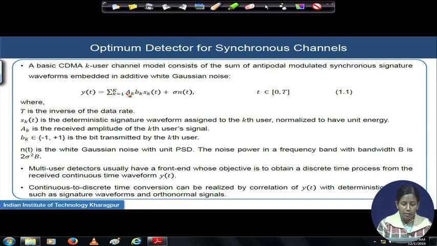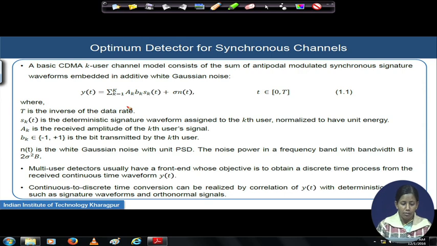And n(t) is Gaussian noise which has a power spectral density considered here to be 1, and the noise power in a frequency band with bandwidth capital B is given by 2 sigma square B, where sigma square is the variance of the noise. Remember that the signal transmitted by each and every user is bounded over the bandwidth of capital B. So, that is our assumption. These are all the assumptions associated with equation 1.1.